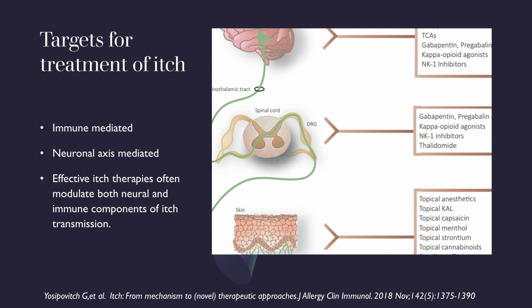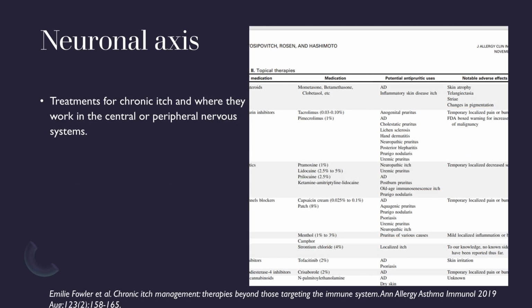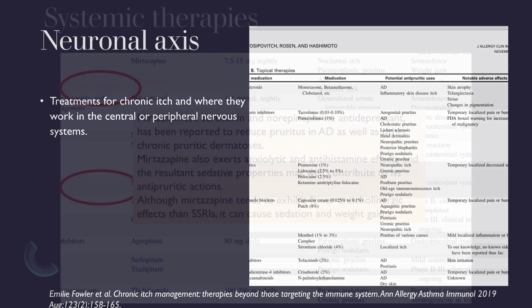So the gabapentin and the pregabalin are important as well. The TCAs, I do use in very severe eczema patients. I have found it to be quite helpful. So, once again, the neuronal axis: the treatments for chronic itch work in the central or the peripheral nervous system. All these are the different ones.